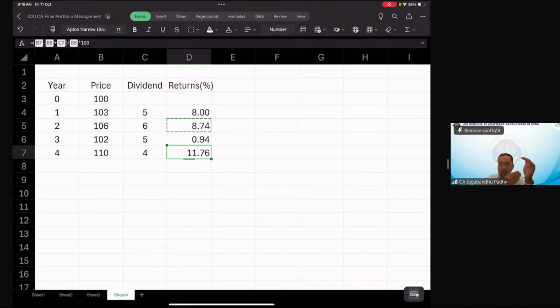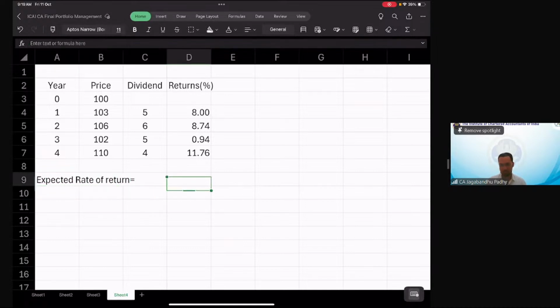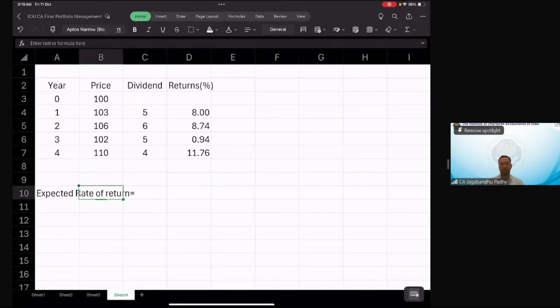This particular example and the previous numerical are different. There we had the current market price, and we wanted to know what is the likely price in the future. But here we have the past data available with us, and on the basis of that we are computing the return. Now here if I ask you, what is your expected rate of return? How do we calculate the expected rate of return in this type of scenario, guys? What will be your expected return?